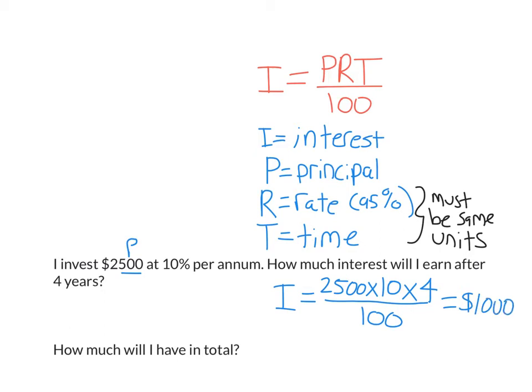So how much will I have in total? Well, the amount we have is what I started with plus how much I've earned in interest. So I started with $2,500.